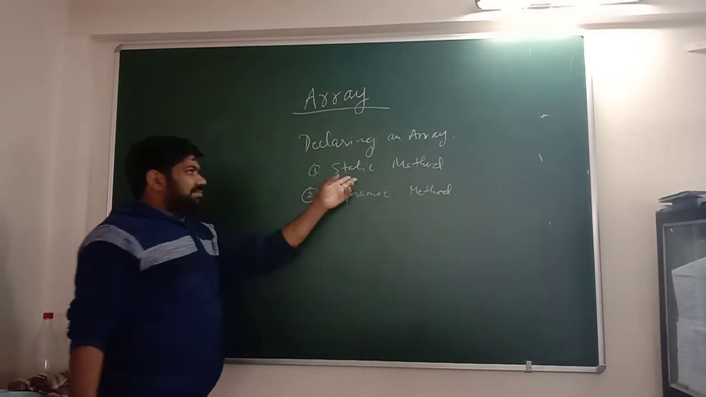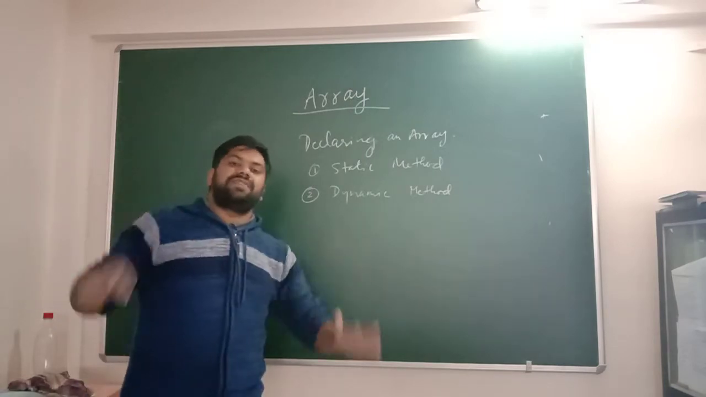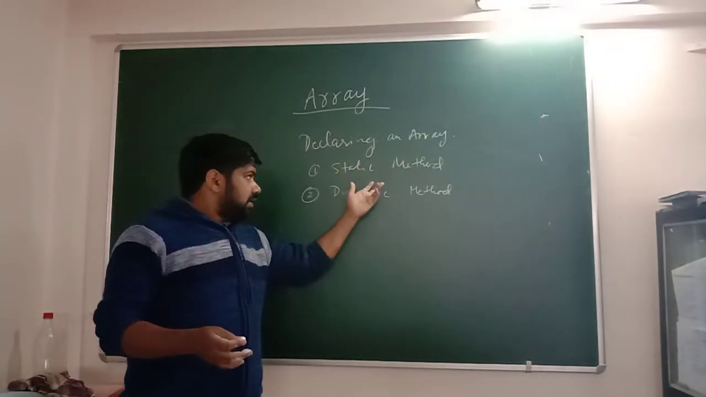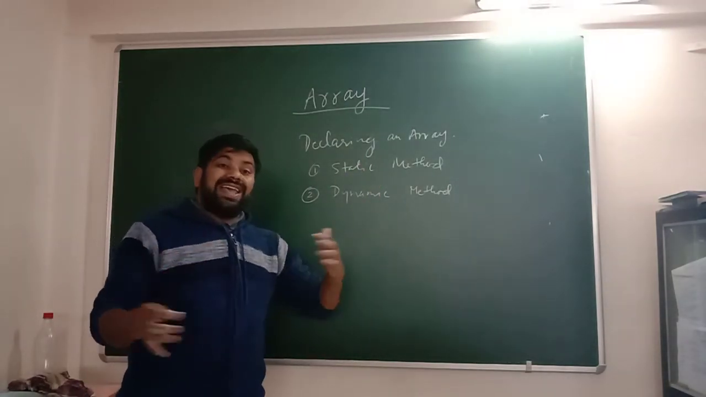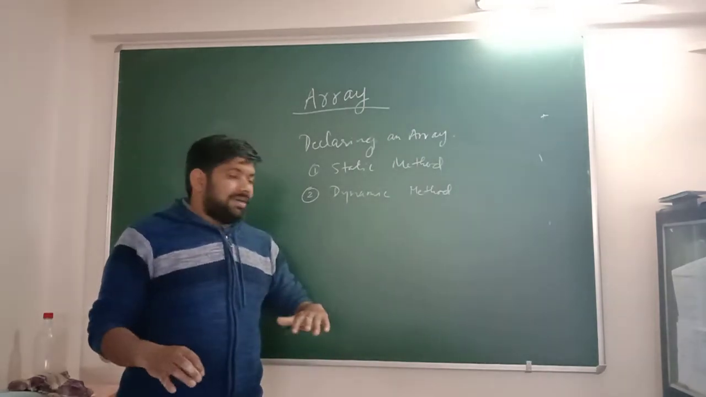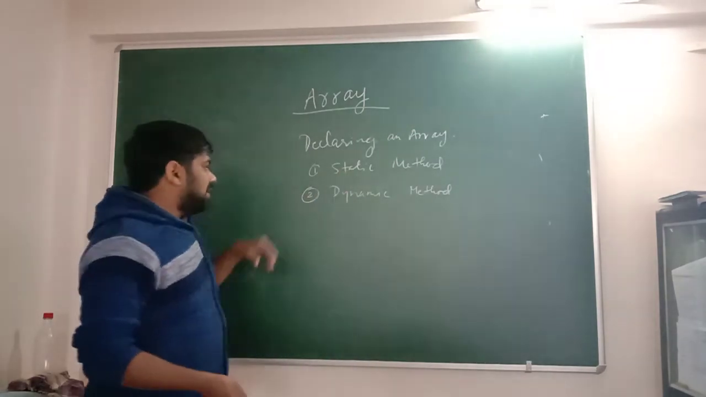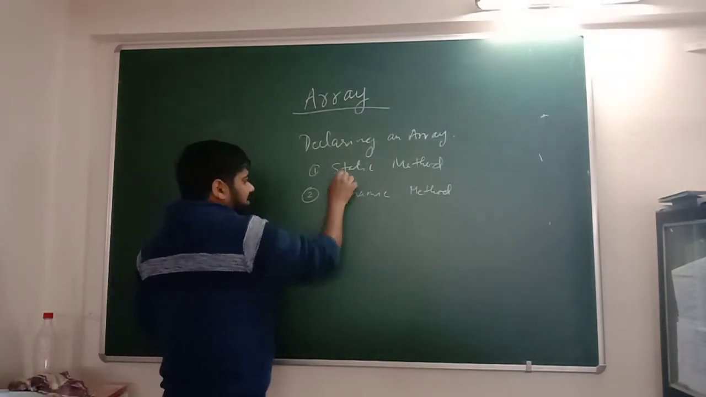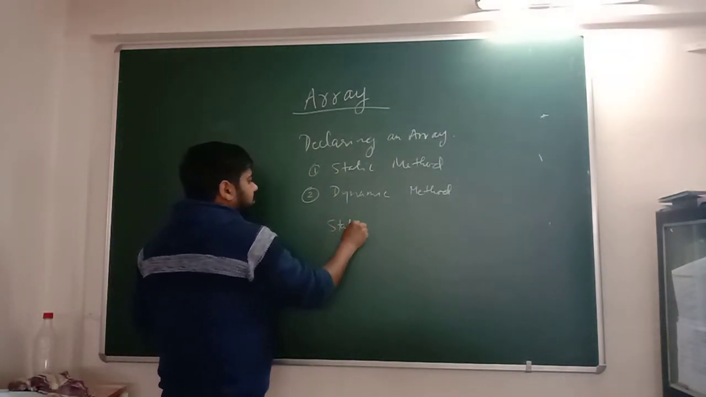In the static method, the values are already given to the user. Meaning when you are calculating something or finding the answers of something in your program, the value is already given. Let's check the static method first.